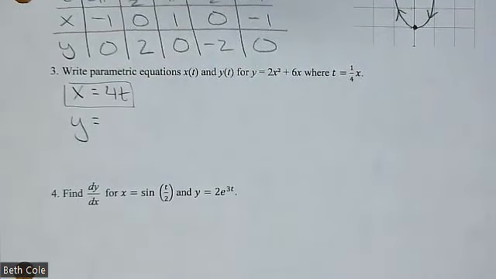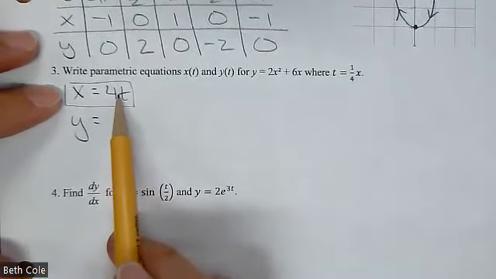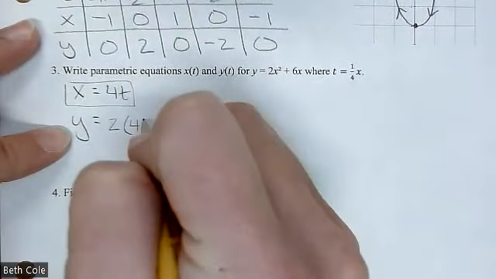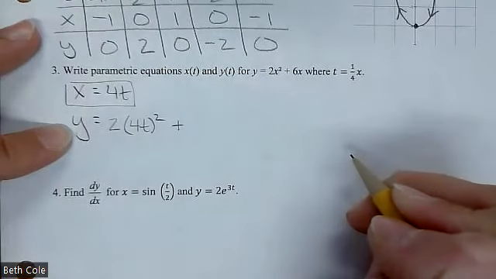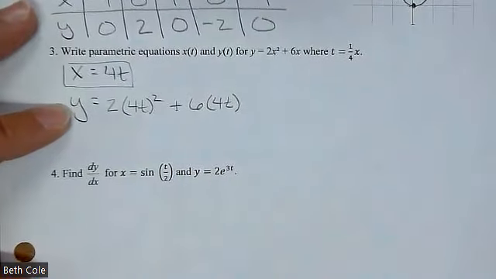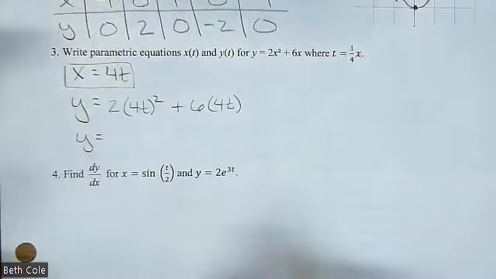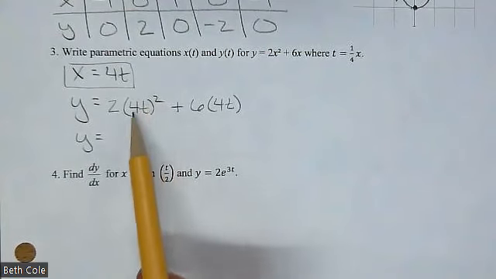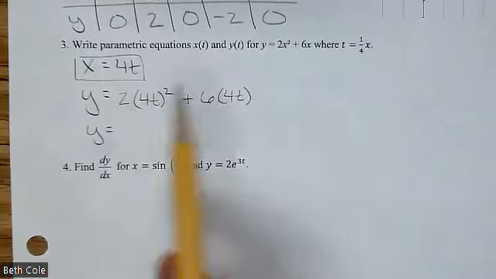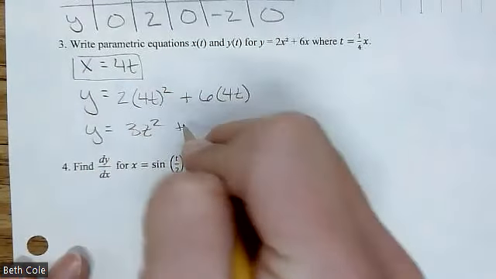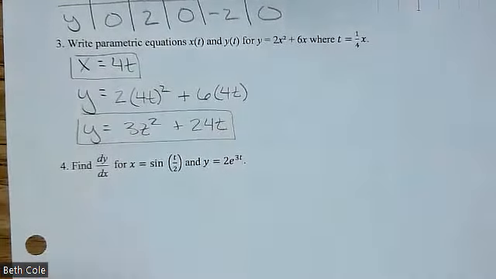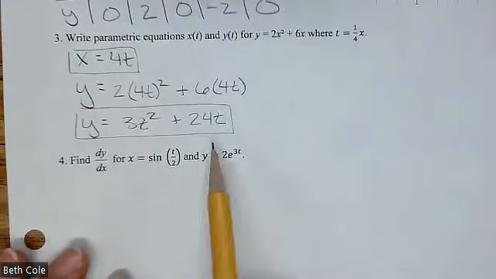How would you get the y equation? Plug 4t in for x over here. So it'll be 2 times 4t squared plus, oh, I guess that would be 6 times 4t. There were 2 x's there where you had to plug in. And then you just simplify that down. So this would be, 4 squared would be 16. But then you have to double it. So 32t squared plus 24t. So when it says to write parametric equations, your answers should be an x equals and a y equals.